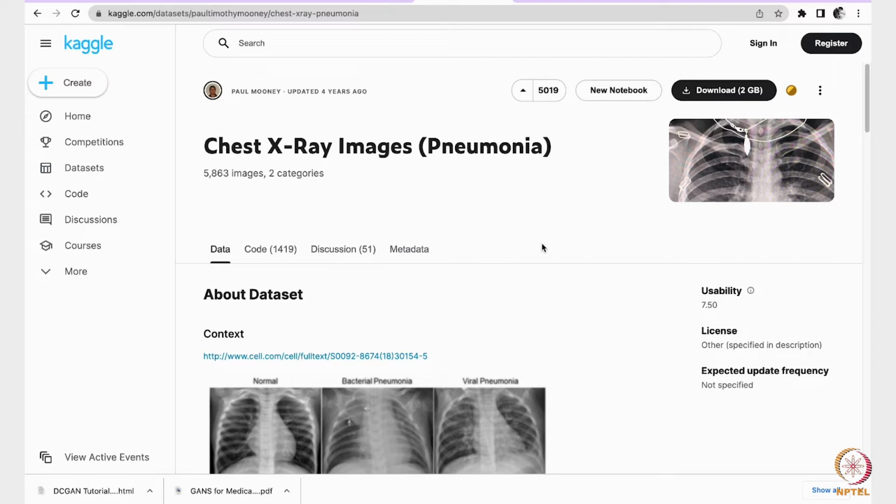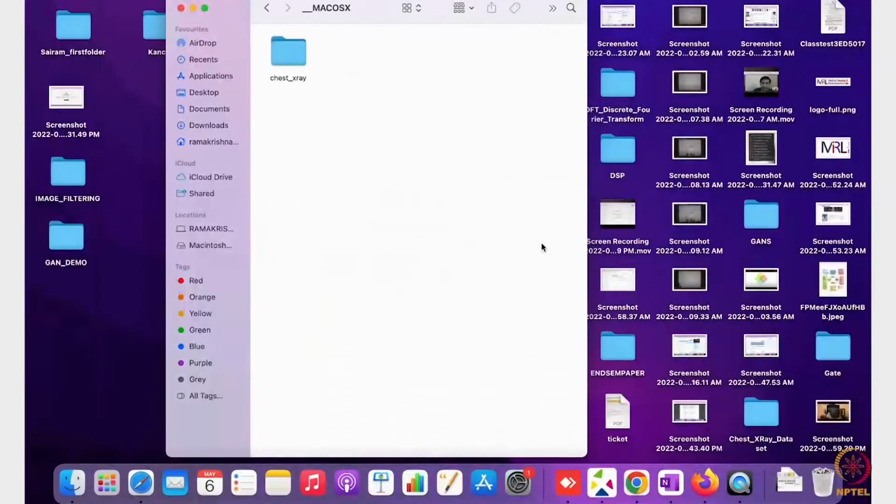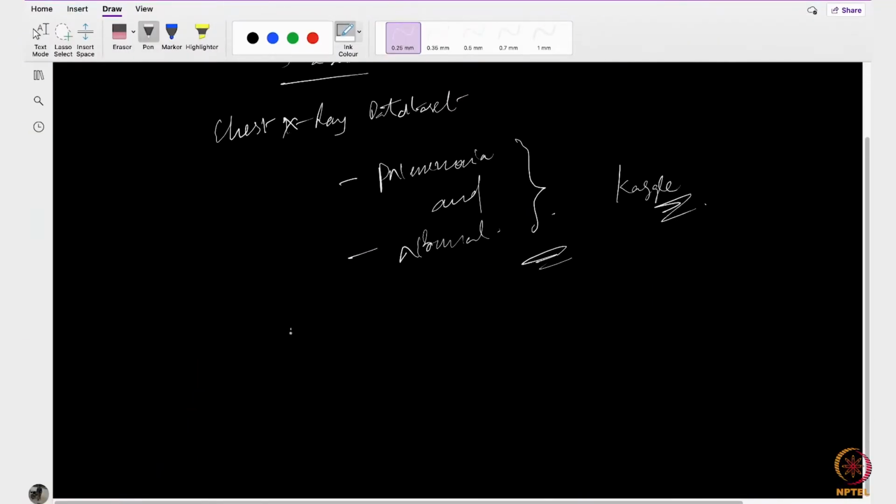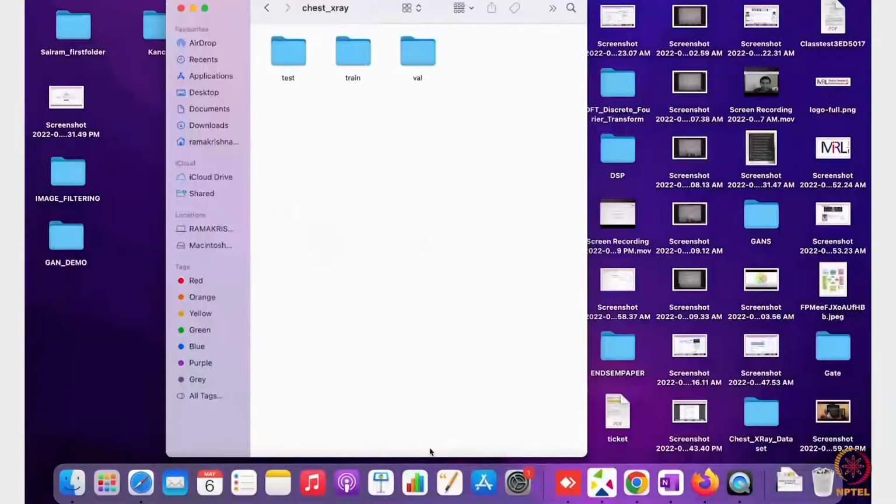I will show you how it will be. Once you download it to your local computer, see here. Once you download the data from Kaggle, in the directory wherever you have downloaded it, this file will be shown. This is the chest X-ray folder, and it contains 3 folders: train, test, and validation. Let us see what is there in each and every folder as a subdirectory.